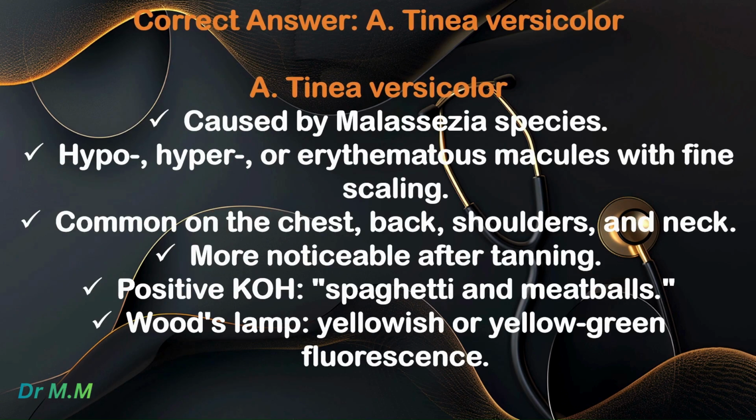A. Tinea versicolor. Caused by Malassezia species. Hypopigmented or erythematous macules with fine scaling. Common on the chest, back, shoulders, and neck. More noticeable after tanning. Positive KOH, spaghetti and meatballs. Wood's lamp, yellowish or yellow-green fluorescence.